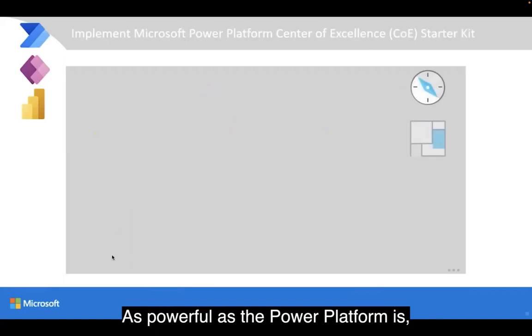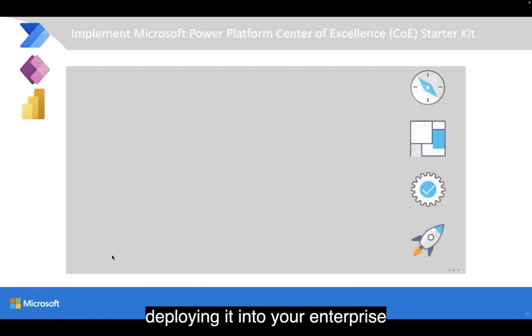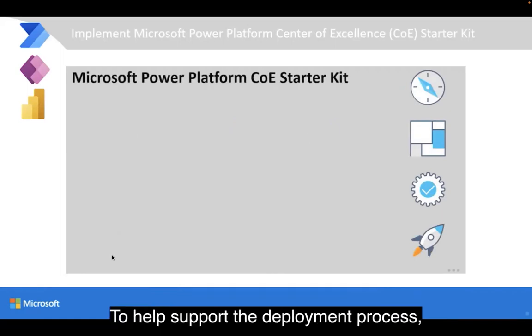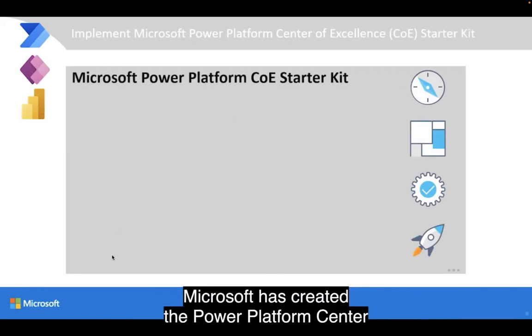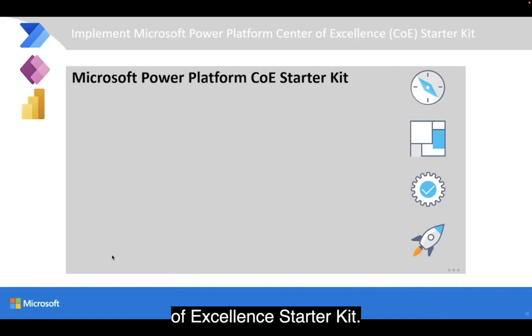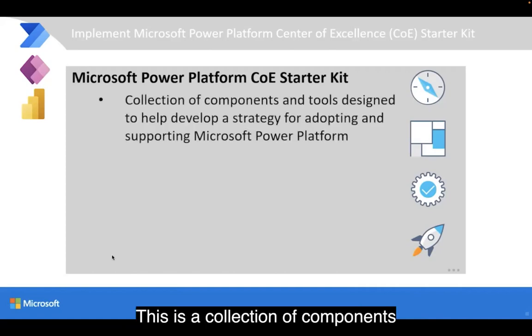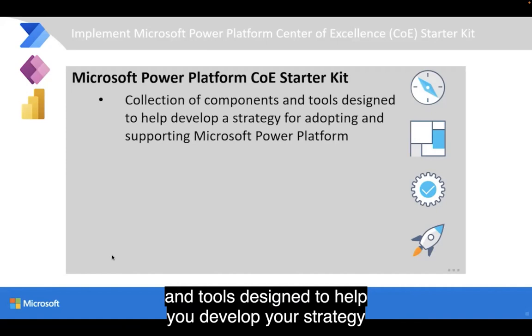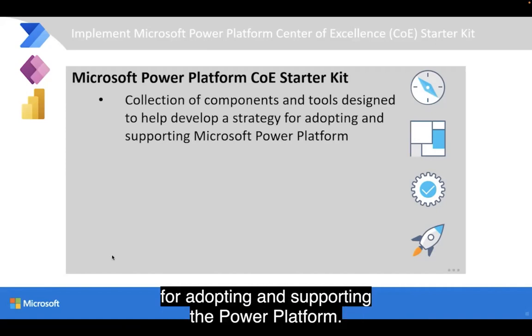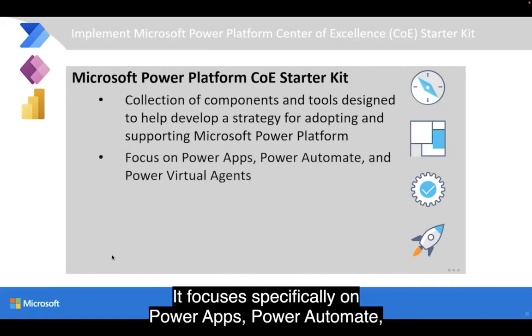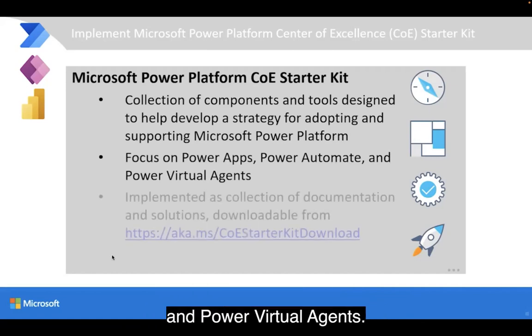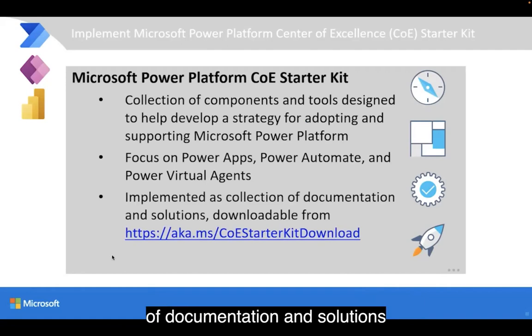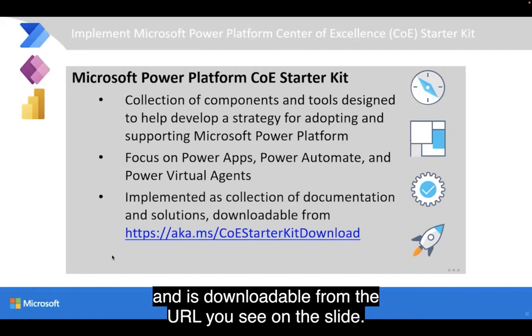As powerful as the Power Platform is, deploying it into your enterprise can be a daunting proposition. To help support the deployment process, Microsoft has created the Power Platform Center of Excellence Starter Kit. This is a collection of components and tools designed to help you develop your strategy for adopting and supporting the Power Platform. It focuses specifically on Power Apps, Power Automate, and Power Virtual Agents. It's implemented as a collection of documentation and solutions and is downloadable from the URL you see on the slide.